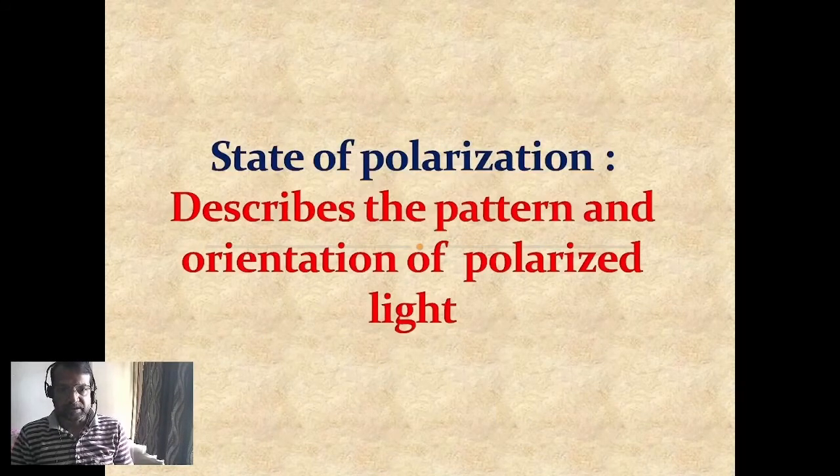State of polarization describes the pattern and orientation of polarized light. Pattern in the sense it can be a line, it can be a circle, it can be an ellipse. Orientation implies what angle does this pattern make with the axis system.